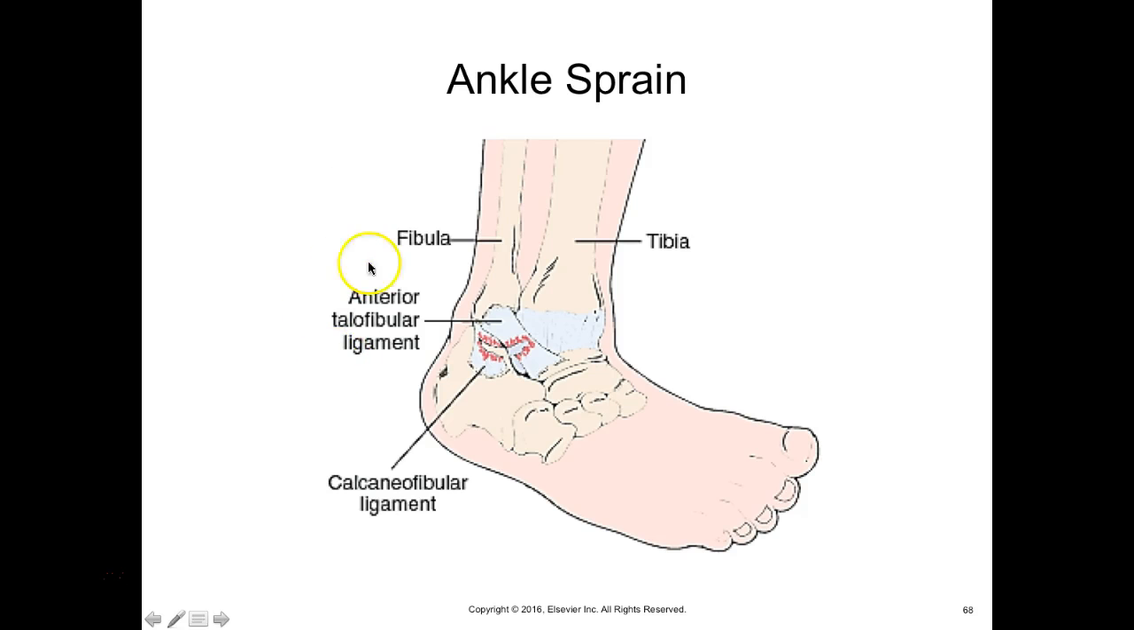All right, so this is just showing here an ankle sprain. So here we have the anterior talofibular ligament and then the calcaneofibular ligament. So there's a tear here, and that would indicate the sprain. So it's a joint, so it's a sprain.